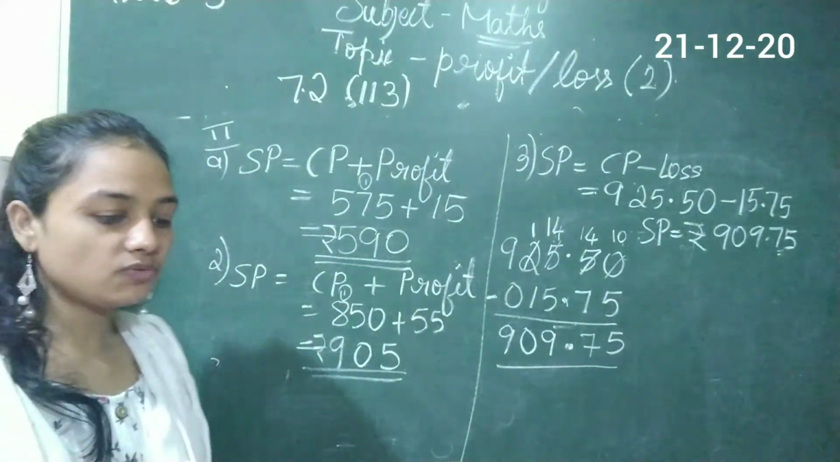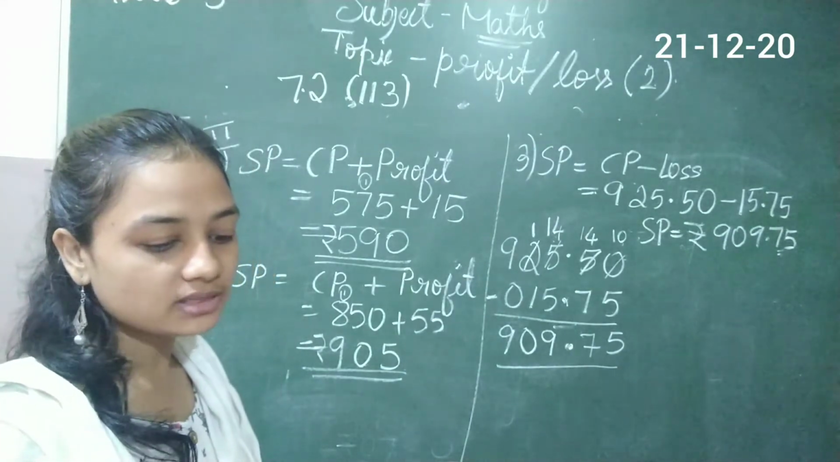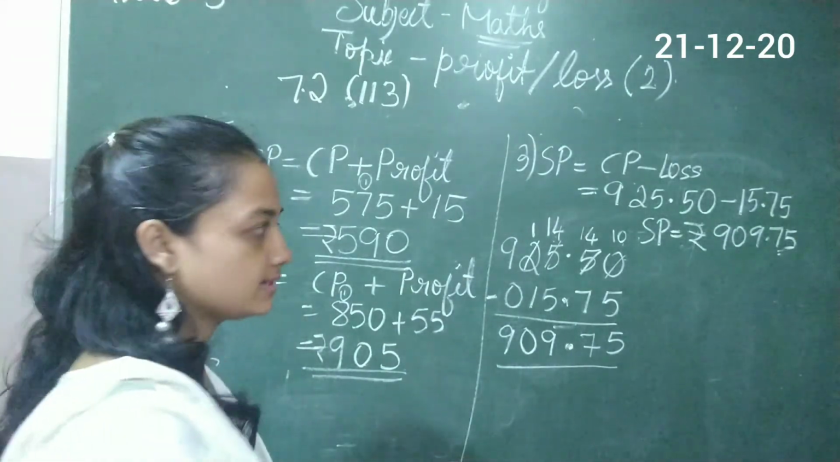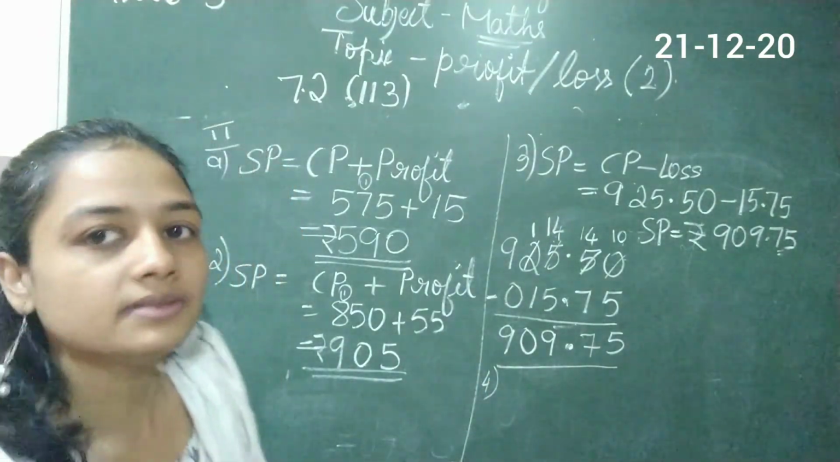Okay children, now let's go for the fourth one. Fourth one, you have to find the cost price. Are you able to see? So, I'll rub this one.